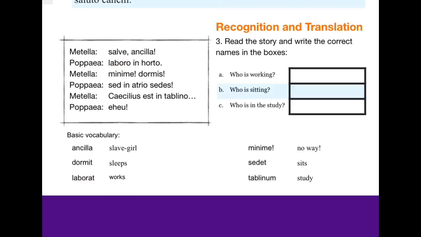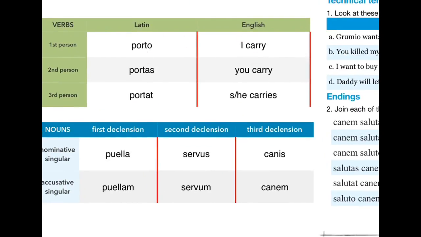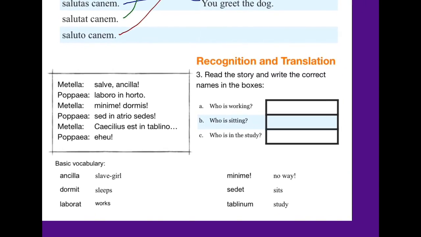Okay, laborat means works. But laboro, the O on the end, we remember, means I. Okay, so laboro means I. So Popeye is saying in this little play, I am working in the garden. So who's working? Well, Popeye, unless she's lying, but she at least claims to be working in the garden.